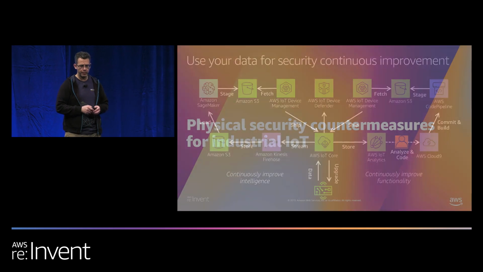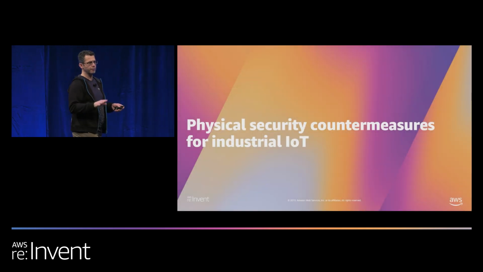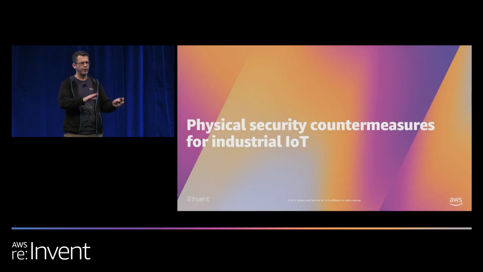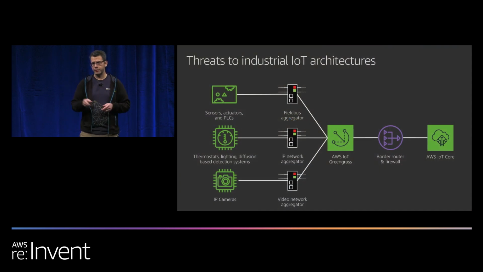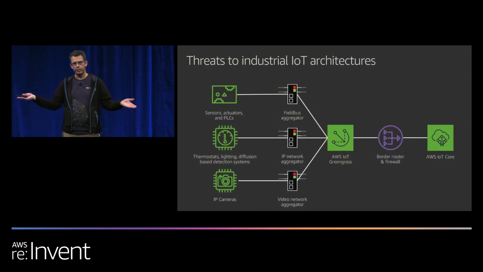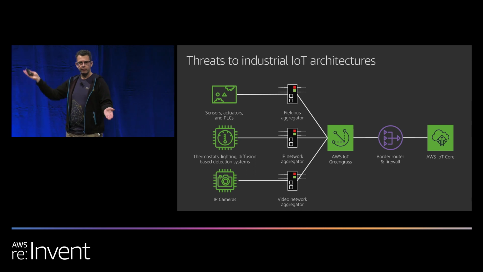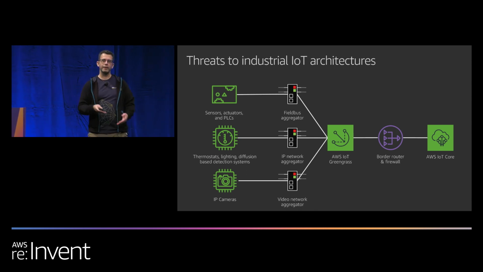So let's move forward. What does it mean to have physical security, and what do you have to take into consideration for physical security, all right? In industrial IoT. How many folks in the room actually work in industrial today? So, wow, more than I thought.